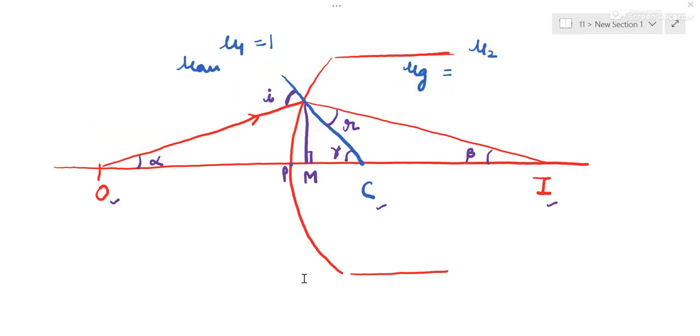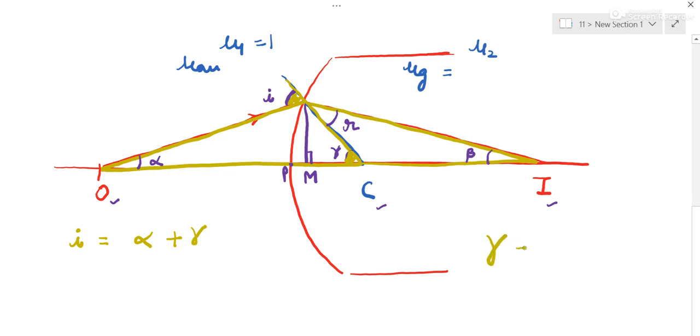Just a minute. So, is this angle I? This angle I is the exterior angle of this triangle. So angle I is equal to alpha plus gamma. Similarly, here you see gamma is the exterior angle of this triangle. So gamma is the sum of the interior opposite angles, that is R plus beta.